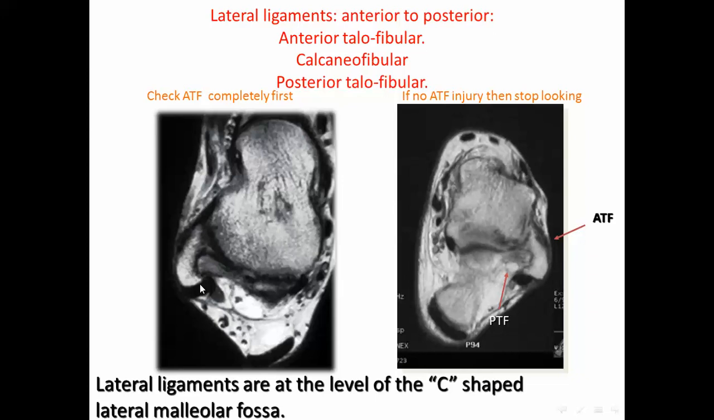Now, there is an important observation. If you have an intact ATF, the anterior talofibular, there is no need to look for ligamentous injury on the lateral aspect, because this is the weakest one. This is the most vulnerable to injury, the anterior talofibular. And if it is normal, that means the lateral group of ligaments are normal. Mind you that there is another observation on the deltoid ligaments, because it is strong, it is the last to be torn.